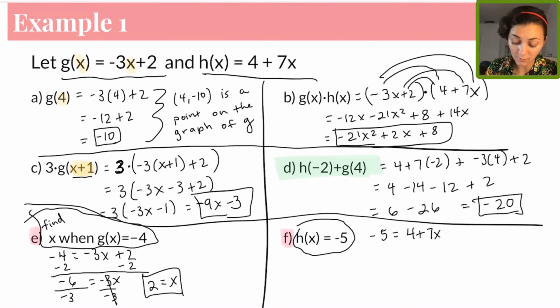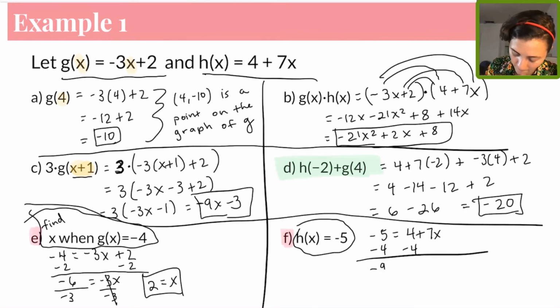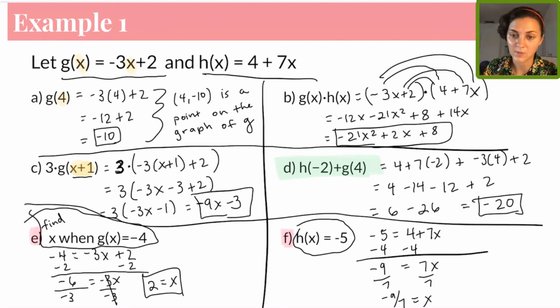So I'm just going to solve for x again. I'll subtract 4 from both sides. And then to get x by itself, divide by 7. So -9 over 7 equals x. And that's my final answer.